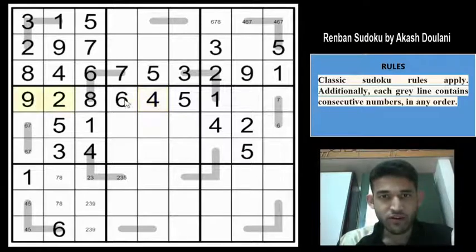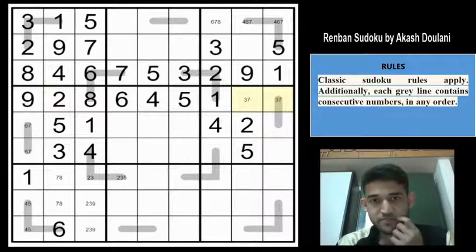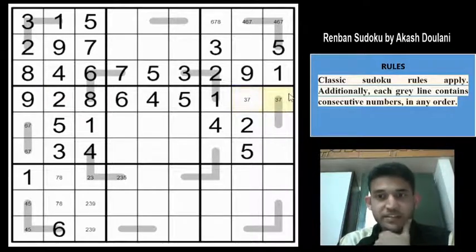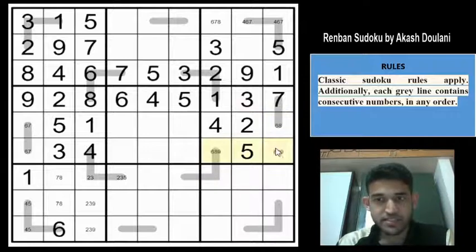So 2, 8, 9, 1, 4, 5, 6. So remaining digits are 3, 7. We can pencil mark them. But a 3 can't be here, right? Because if you have a 3, then this cell must be 2 or 4 to satisfy the N1. So this must be a 7, this must be a 3, this must be 6 or 8, and these two cells must be 6, 8 and 9, right?